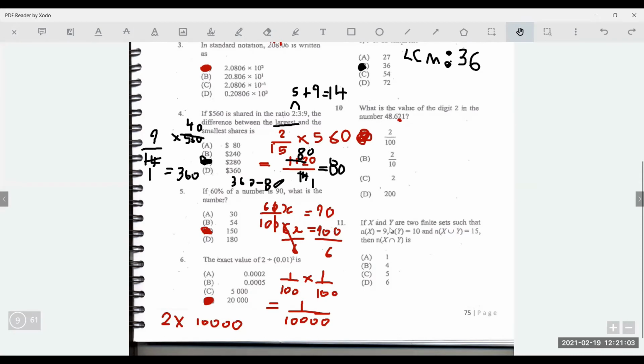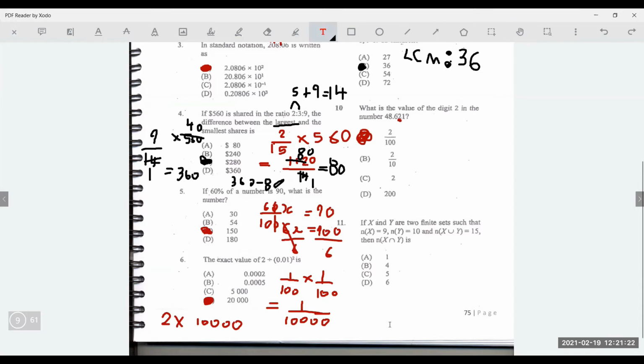It says if X and Y are 2 finite sets such that the number of elements in X is 9, and the number of elements in Y is 10, and the number of elements in X union Y is 15, what is the number of elements in X intersect Y? So this is given by a simple formula.